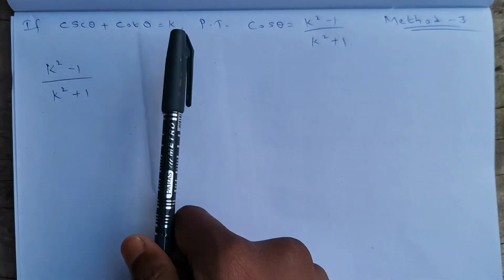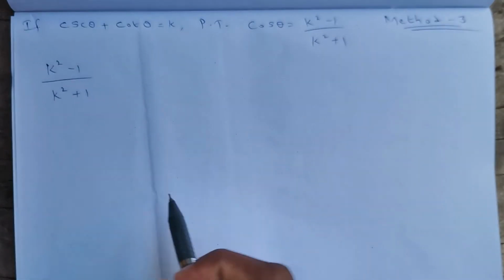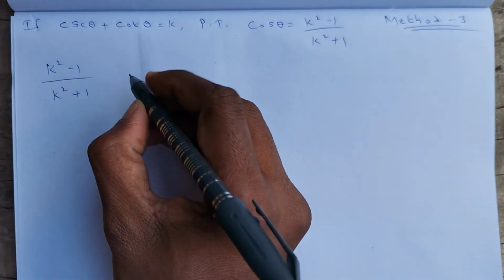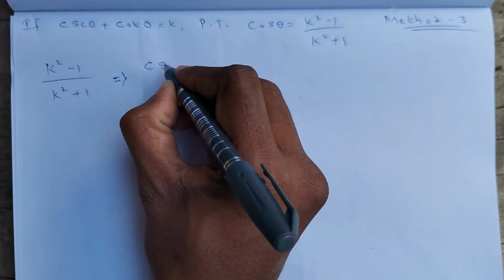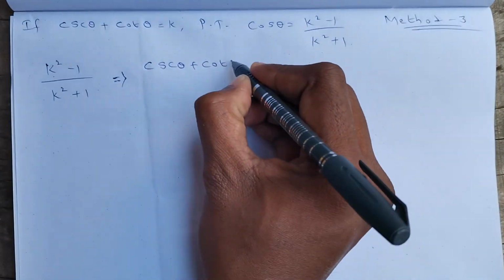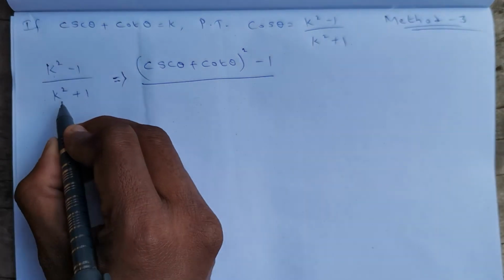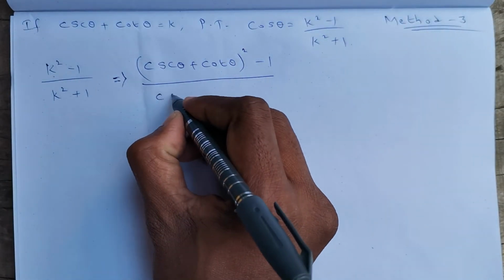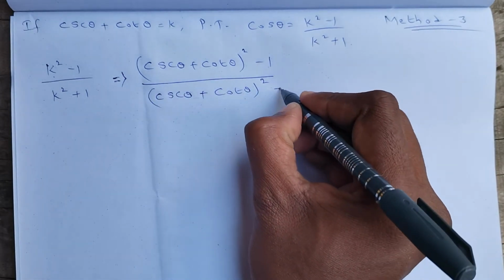So in the question itself he gave k is equals to cosecant theta plus cot theta. So wherever I have k, I am going to substitute that. So in the place of k, cosecant theta plus cot theta whole square minus 1 whole divided by, here again k is there. So in the place of k, cosecant theta plus cot theta whole square plus 1.